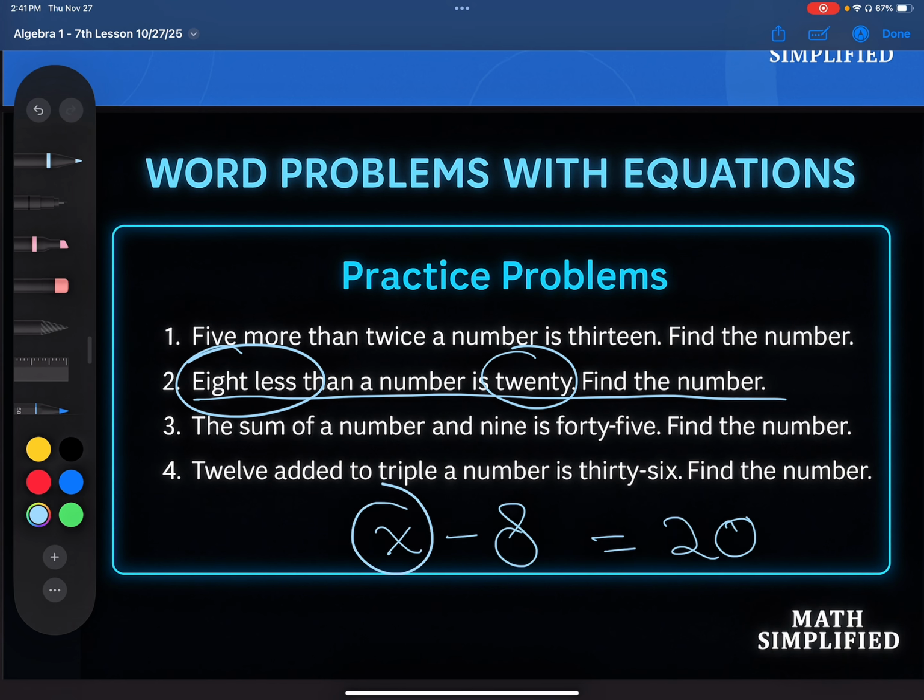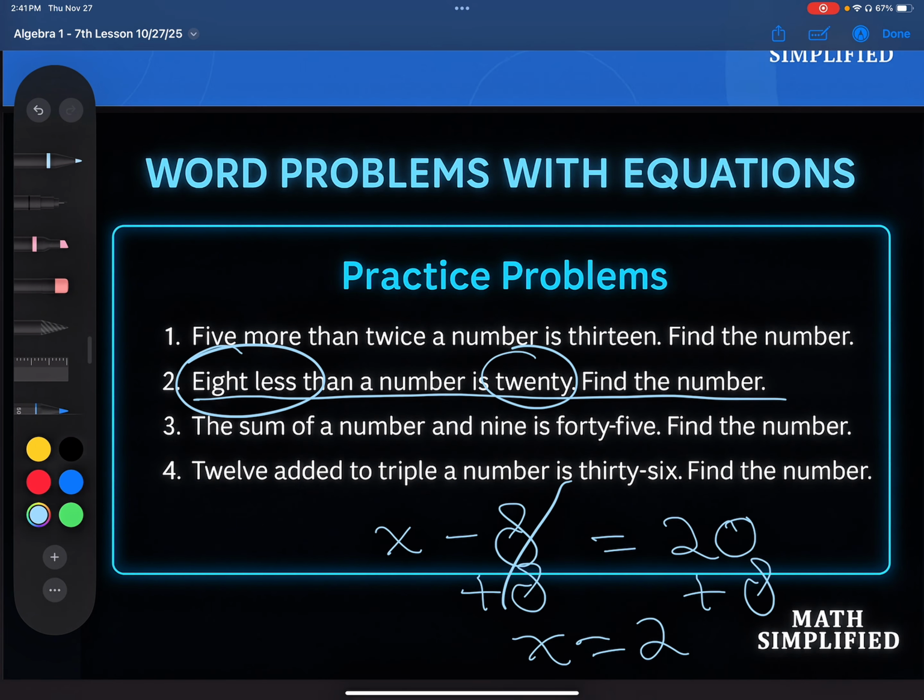So we want to isolate the variable. We add 8 to cancel out the 8 here. And whatever we do to the left side, we also have to do to the right side. So then we add 8. Our solution is x equals 28. Okay.